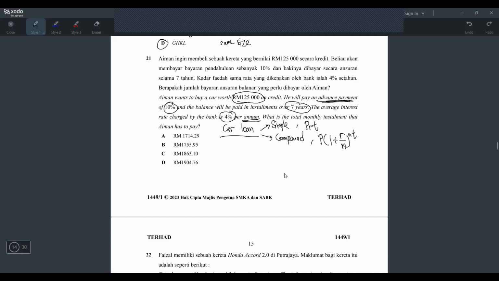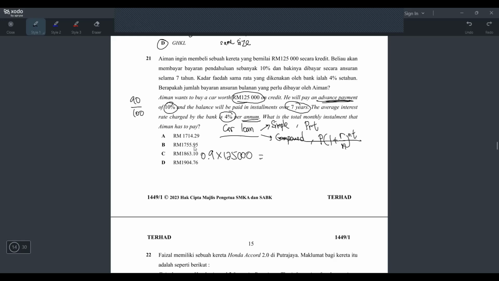You tell me, simple or compound? Simple, because there is no word compound here. So we will not be using the compound formula, we'll use the simple interest formula. We already know the price is 125,000, but we already paid 10%. So the balance I have to pay using a bank loan is 90%. 90% is 0.9, so you take 0.9 times 125,000.